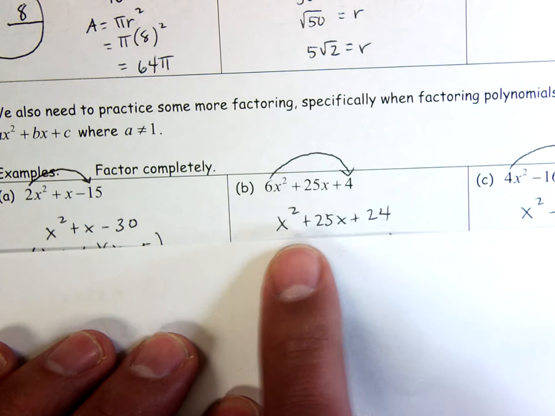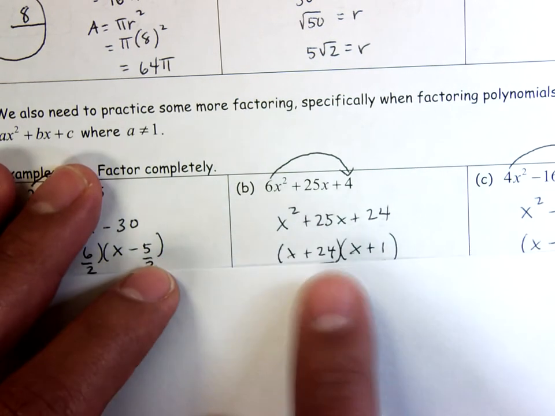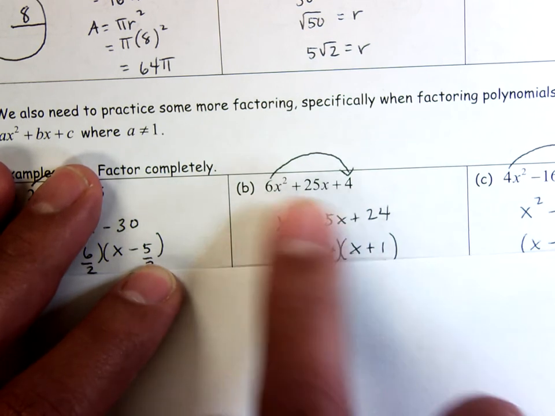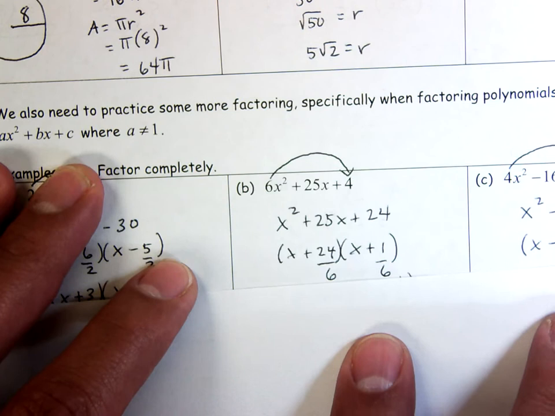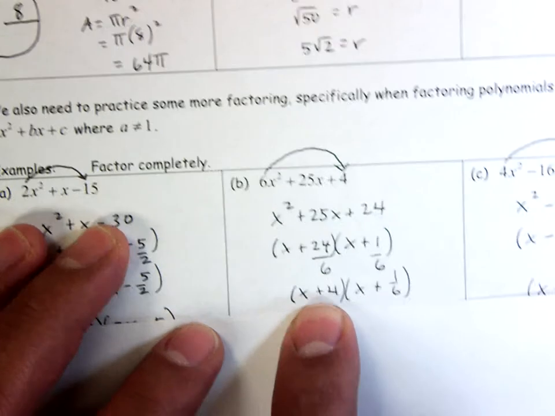Two numbers that multiply together to give me this one and add up to give me this one, which is just 24 and 1. Now I multiplied by 6 at the beginning, so I now have to divide both by 6, and I get that. Well, 24 divided by 6, that's just 4, so I have x plus 4.